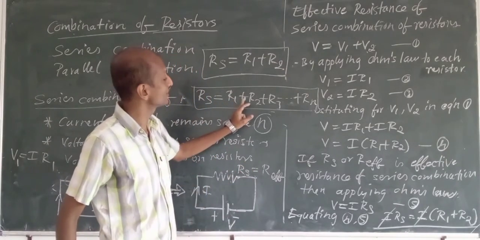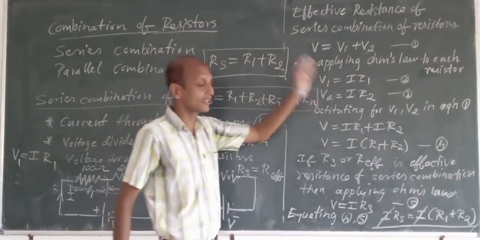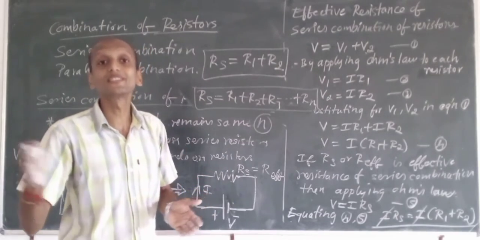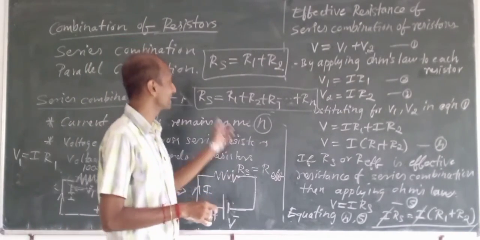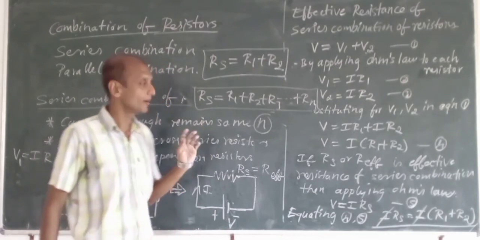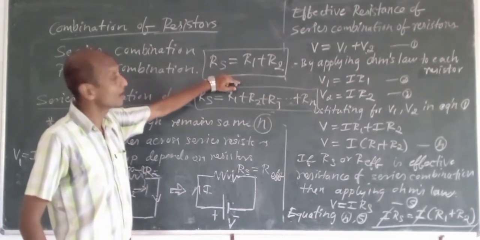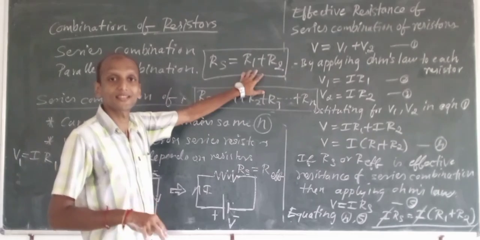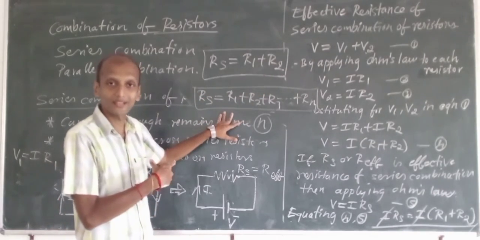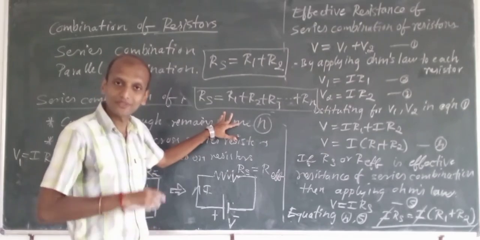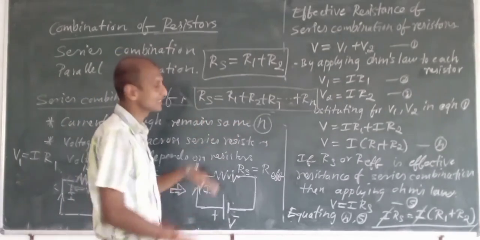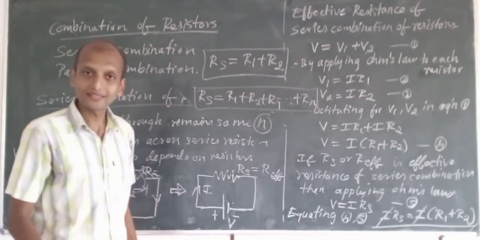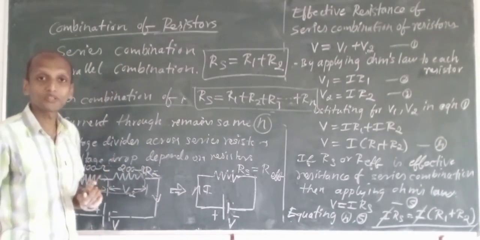This is the first resistance, this is the second, the third; likewise I can have any number of resistances connected in series. I can sum all the individual resistance values and write that as the total or effective resistance. This is the equation for two resistances connected in series, and this is the general equation for any number of resistances in series: Rs will be equal to R1 plus R2 plus R3 up to Rn. So this is all about the series combination of resistances.